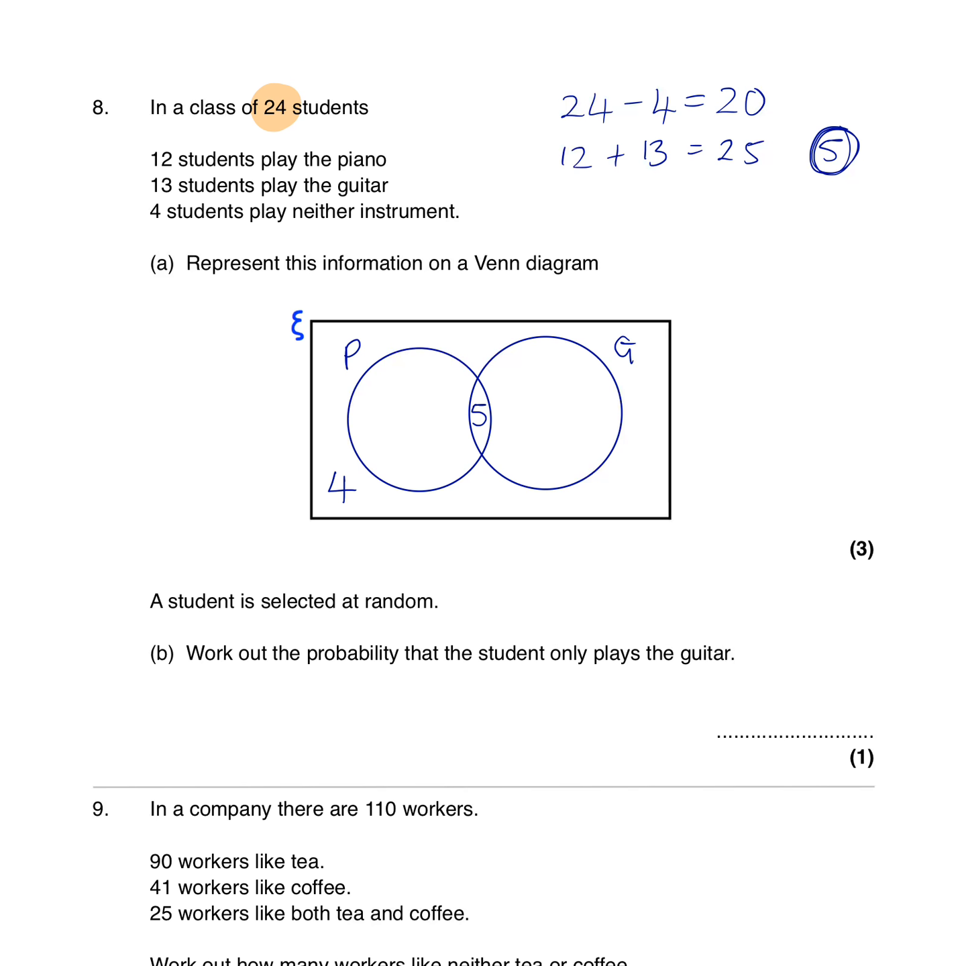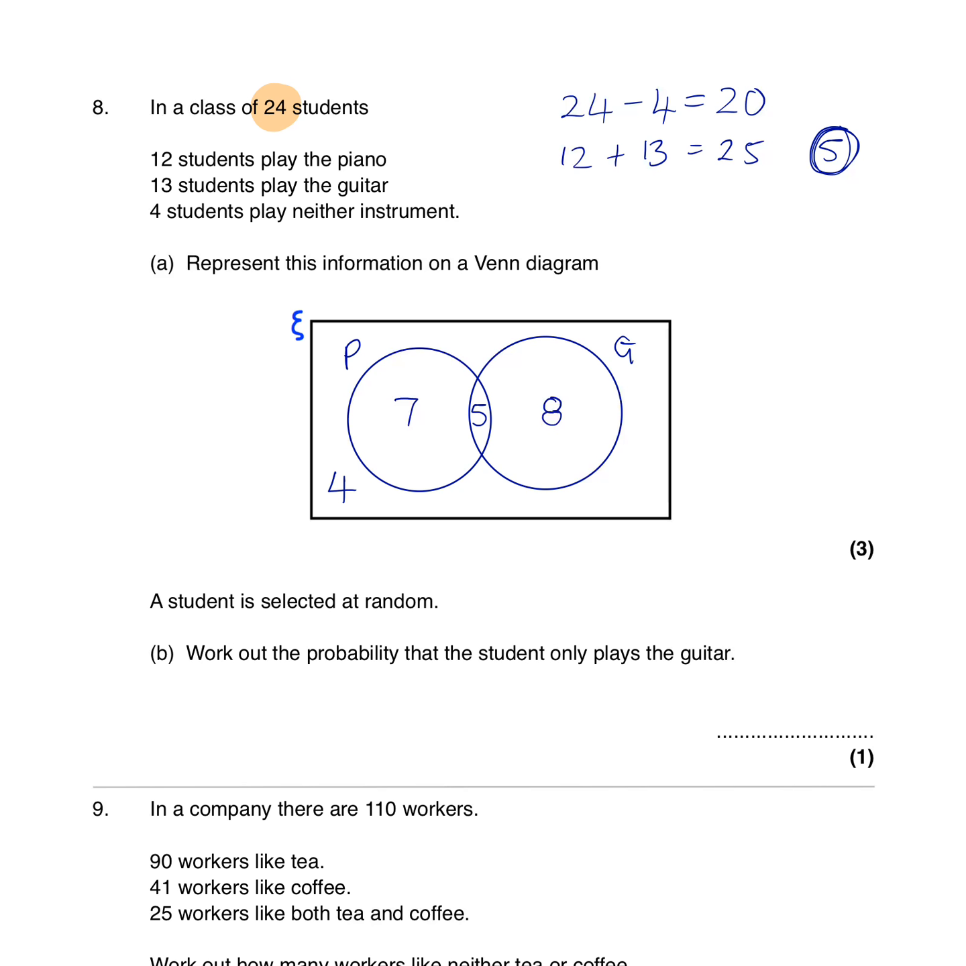5 students can play the piano and the guitar. 7 students can just play the piano. 5 students can play the piano and guitar. 8 students can just play the guitar. Those 2 circles in total now come to 20. With the 4 outside makes 24 students altogether. This circle here comes to a total of 12, just like I needed. This circle here comes to a total of 13, just like I needed.